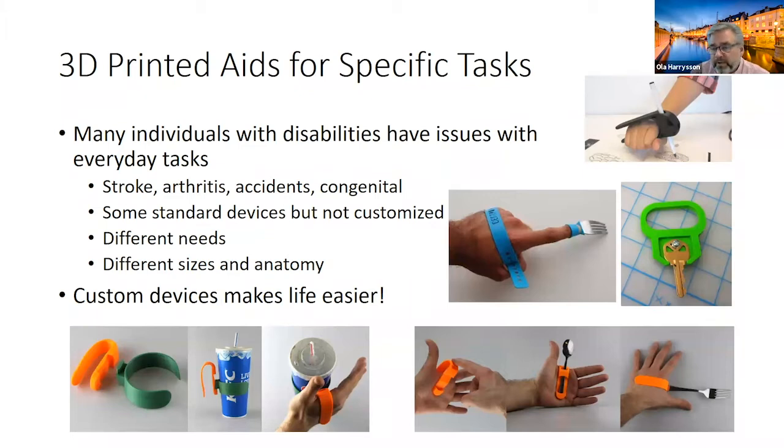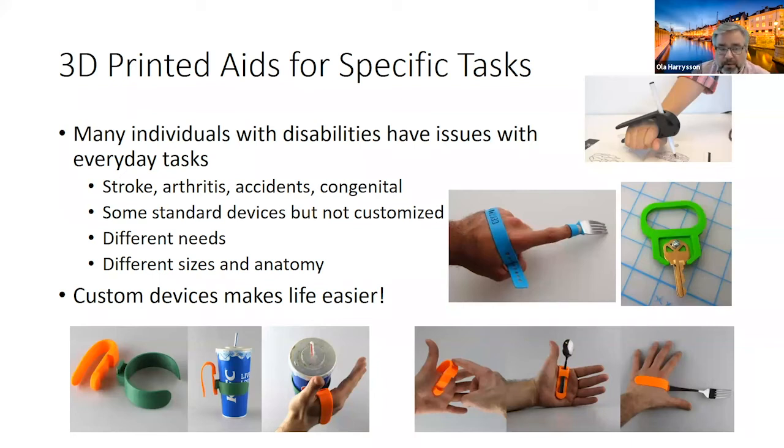Also, aids for specific tasks. This is something that is becoming more and more popular. And we know that many individuals with some sort of a disability have issues with everyday tasks. This could be due to stroke, this could be due to arthritis, maybe it's an accident, or a congenital condition that is going to last for a lifetime. And there are some of these help devices out there, but they're not customized for each patient. And again, there might be a few different sizes, but it's not going to fit perfectly for every patient.